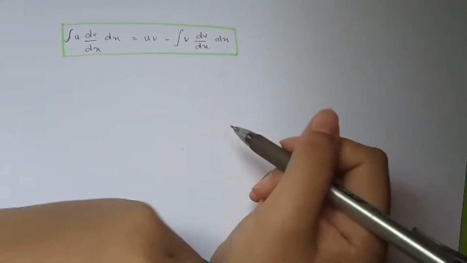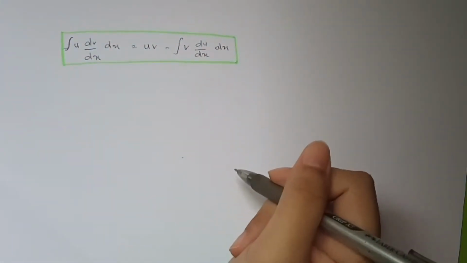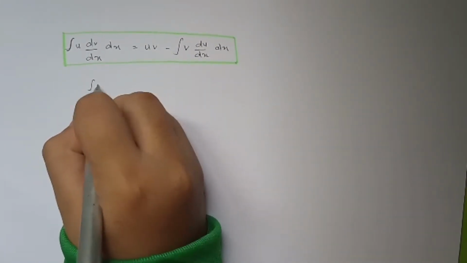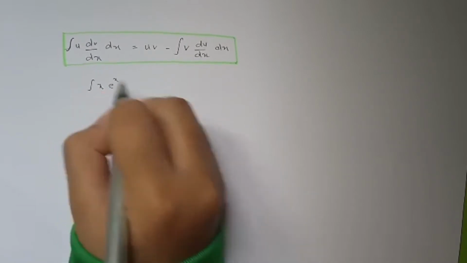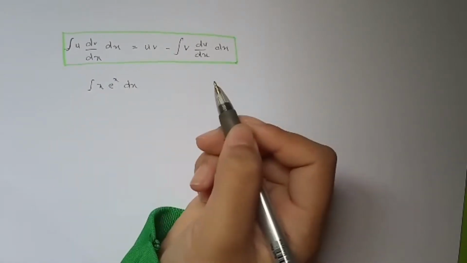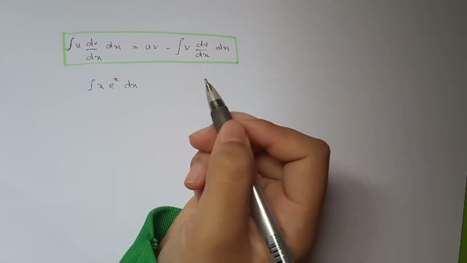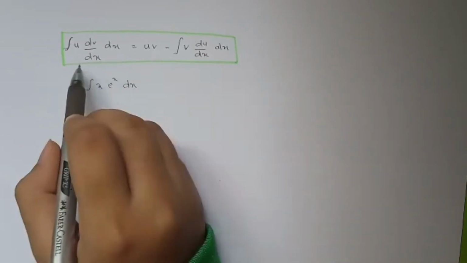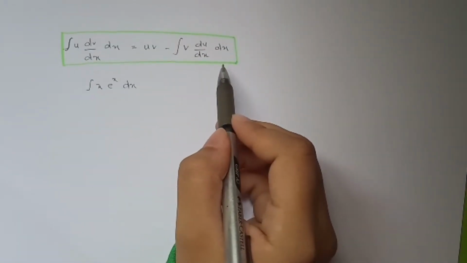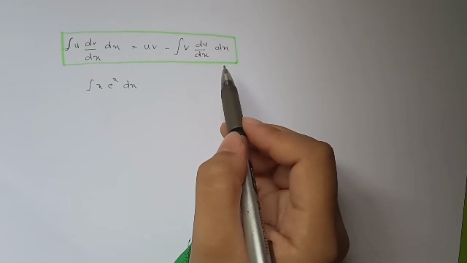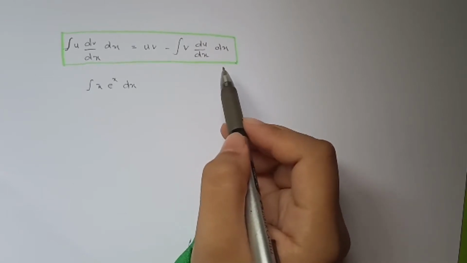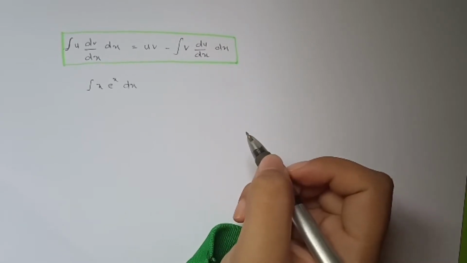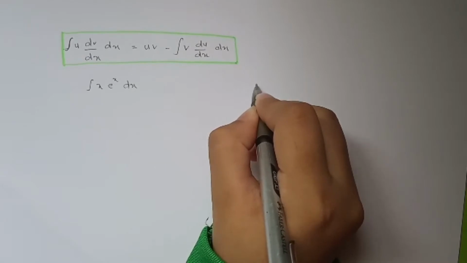Okay, in this example, I'm going to show you how to integrate x e to the power of x dx, and we are going to be using integration by parts. And I've put the formula here for just a little reminder. The first thing we need to do is to make a substitution. So I'll do it over here.